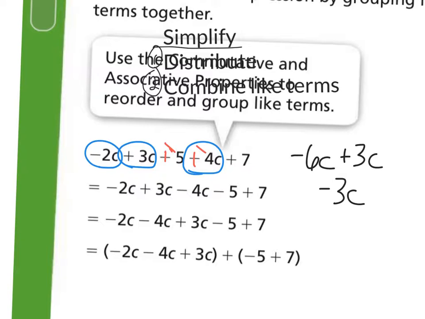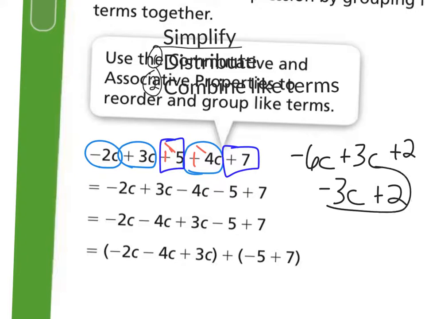On the constants, we actually only have 2 constants, negative 5 and 7. So if you combine negative 5 plus 7, we have more positives by 2. And so negative 3c plus 2 would be our simplified answer. Again, the book rearranged them basically, but then you really have to be careful about your signs. Adding the opposite, I highly recommend that you do that when you're going to simplify.